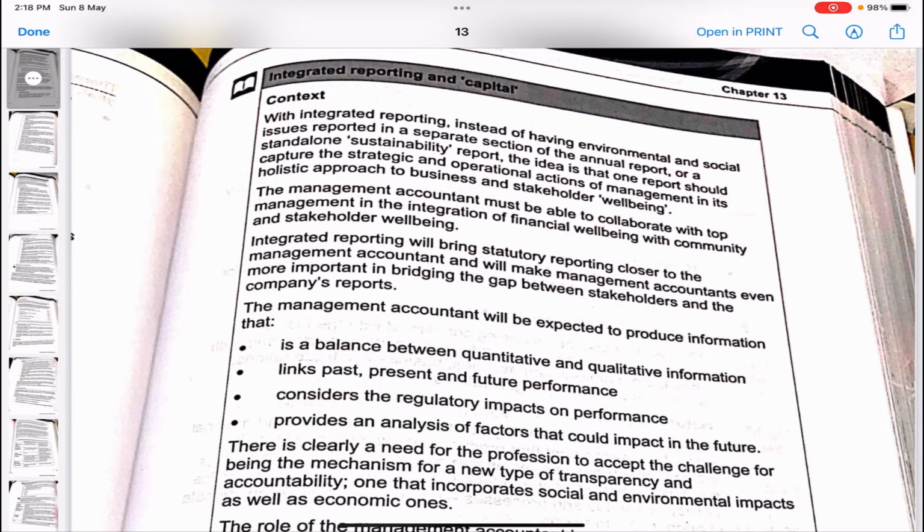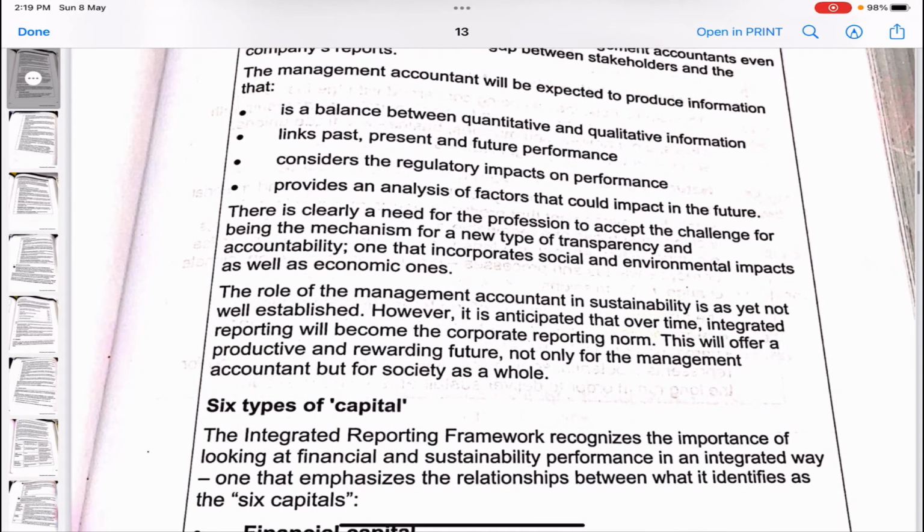Integrated reporting will bring statutory reporting closer to the management accountant and will make management accountants even more important in bridging the gap between stakeholders and the company report. So management accountants are important in bridging the gap between the stakeholders and the company's report. The management accountant will be expected to produce information. So what information is expected from the management accountant? They have to see that there is a balance between quantitative and qualitative information.